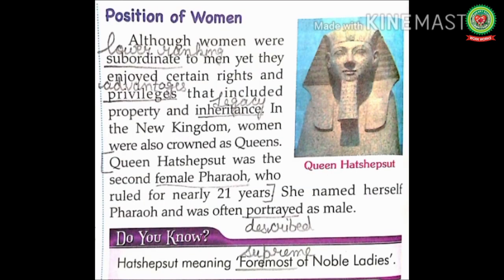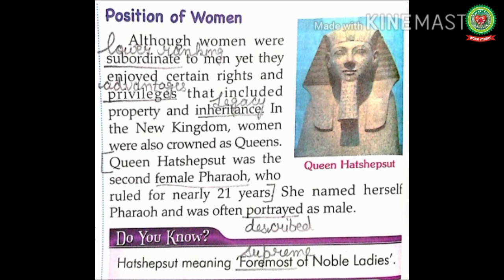Now the next main feature of the Egyptian civilization is the position of women. In this paragraph, we will study the status of women in Egyptian society. Now let's start reading. Although women were subordinate to men, yet they enjoyed certain rights and privileges, including property and inheritance. Students, mark the words: subordinate means lower rank, privileges means advantages, and inheritance means legacy. It means women were given respect and it was made sure that their rights were protected.